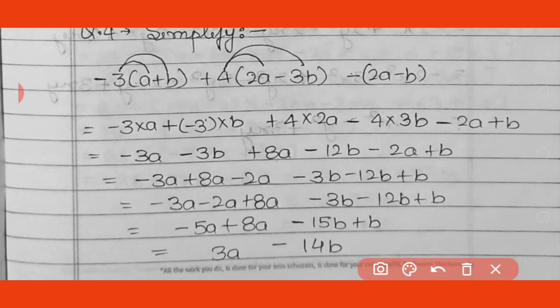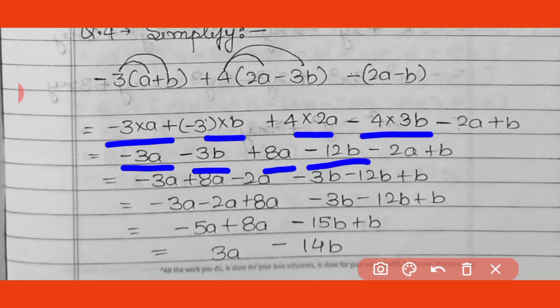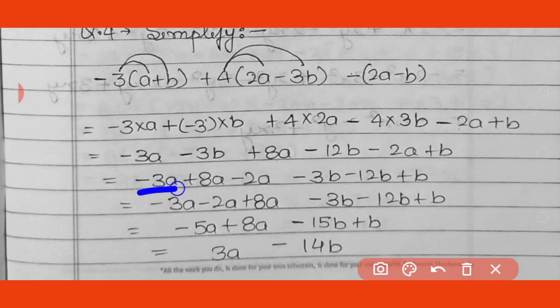Here in the multiplication, minus 3 and a becomes minus 3a. Minus 3 multiplied with b becomes minus 3b. 4 multiplying with 2a becomes 8a. Plus 4 multiplying with minus 3b becomes minus 12b. And here minus 2a plus b. Now we will put together the like terms: minus 3a plus 8a minus 2a, minus 3b minus 12b plus b. Total 6 terms are present here.